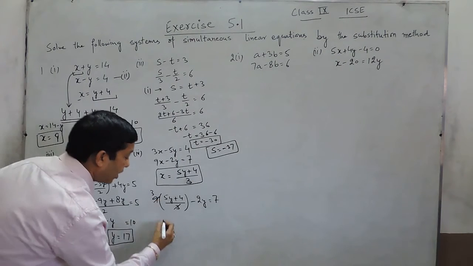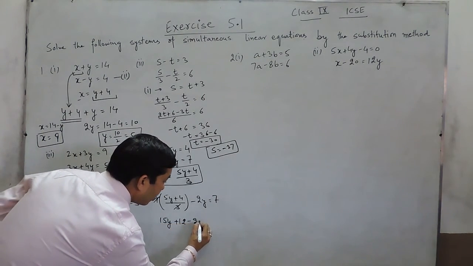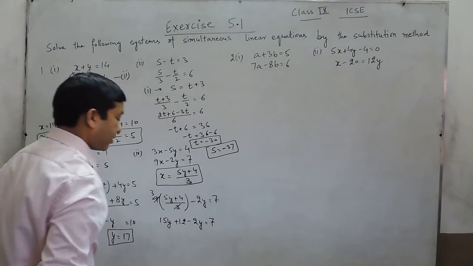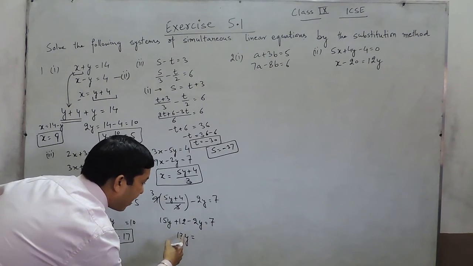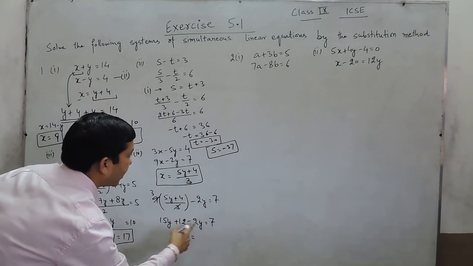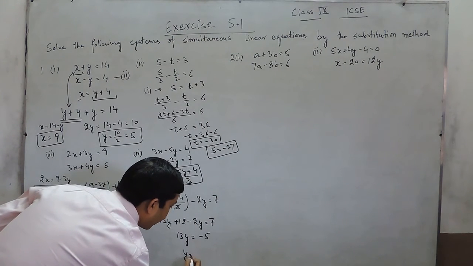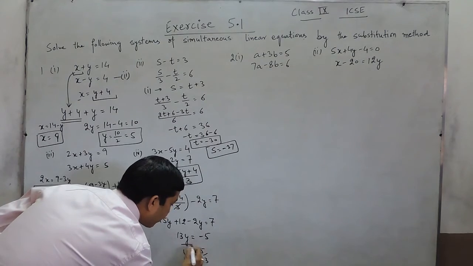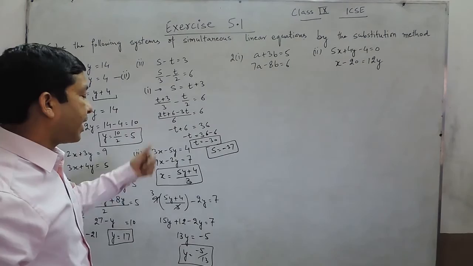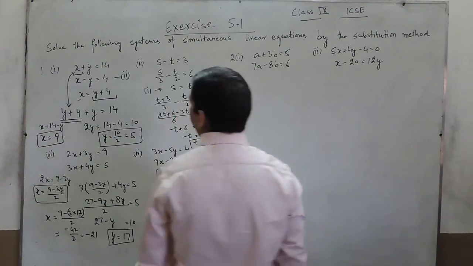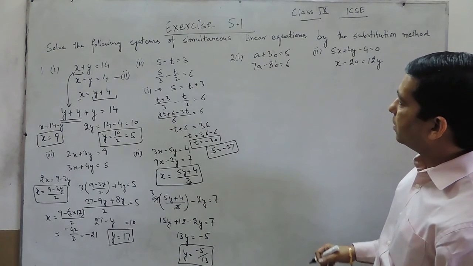This can be cancelled out. It is 15y plus 12 minus 2y is equal to 7. So overall, 15y minus 2y comes out to be 13y. So 13y is equal to minus 5 and the value of y becomes minus 5 upon 13. And when I put the value of y in any of the equations, we can get the value of x. So this way we can substitute one value into another equation.